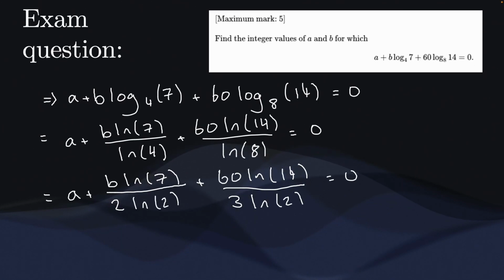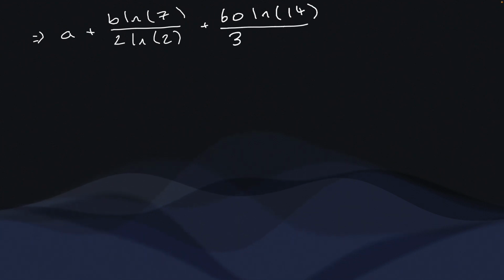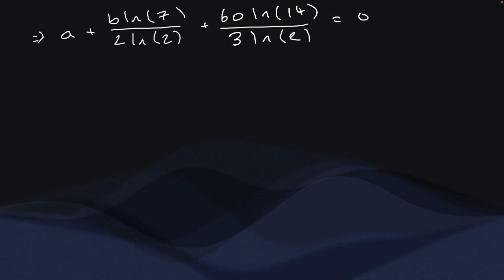So we have a plus b ln 7 over 2 ln 2 plus 60 ln of 14 divided by 3 ln 2 is equal to 0. And what's one thing that we want to do now is get rid of these fractions, because these fractions are big, bulky, and annoying, right? So what's one thing we can do? Well, if we times everything by ln 2, what happens?